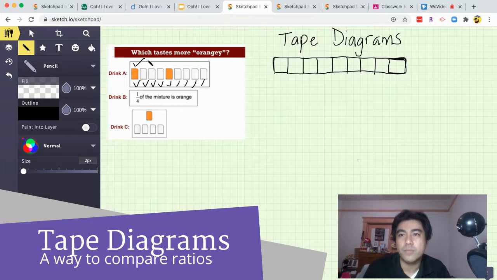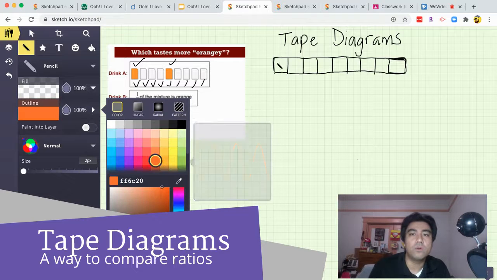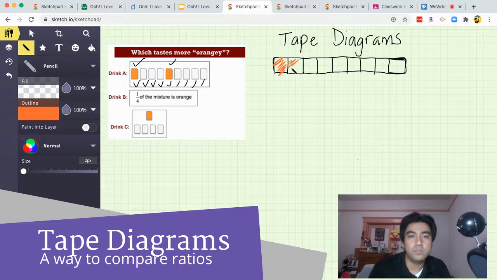Graph paper is an amazing tool, okay? Now, since 2 parts of this is orange, I'm going to color 2 parts orange. Here's 1 part orange and 2 parts orange, okay? And the rest of this is clear soda. All right, this is drink A.